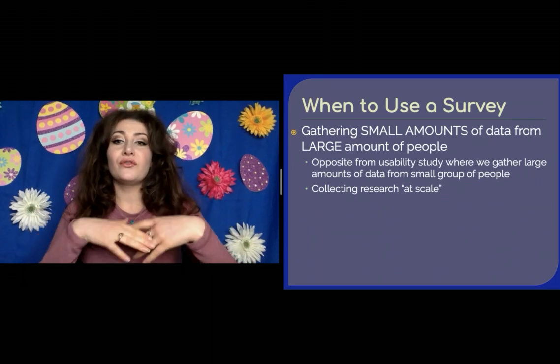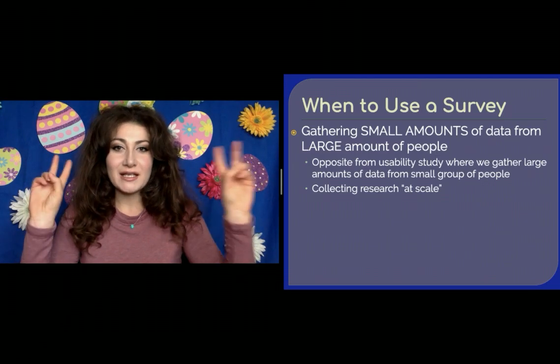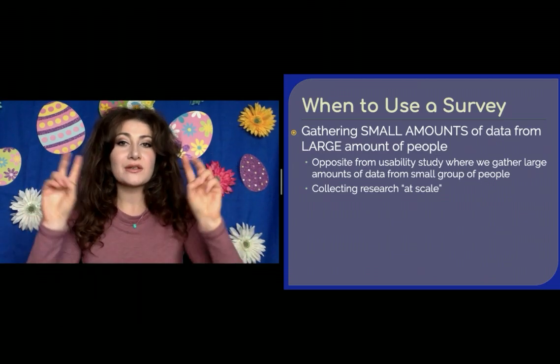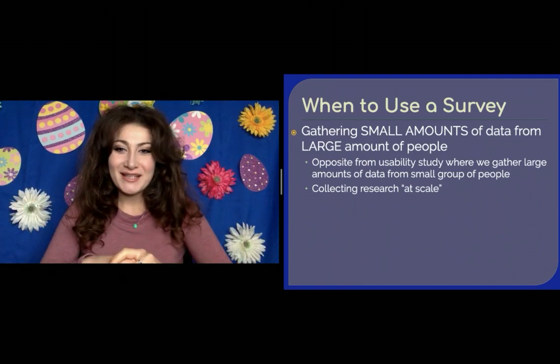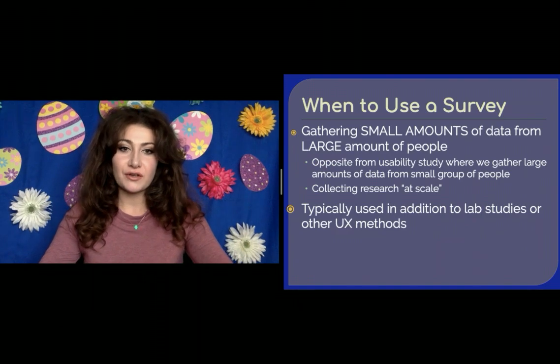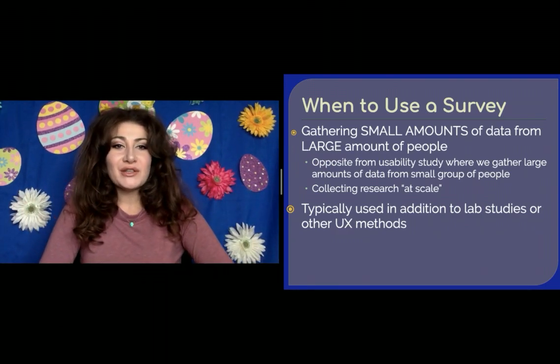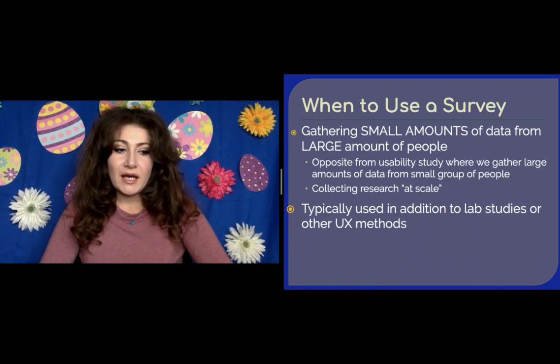Additionally, another word for describing quantitative research, you might hear the phrase at scale. So when you're doing research at scale or collecting data at scale, that means that you have employed some sort of quantitative method, such as a survey. Surveys are typically used in addition to a lab study or another UX method.